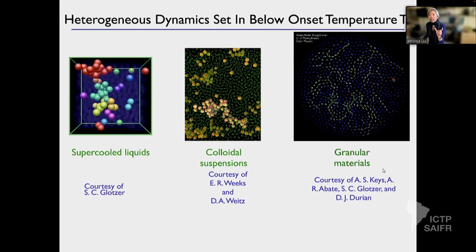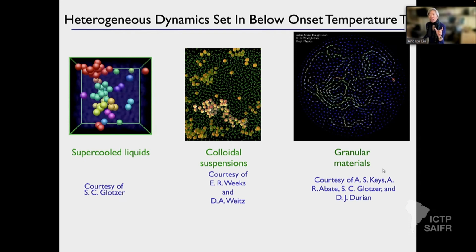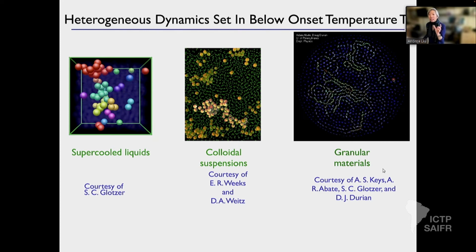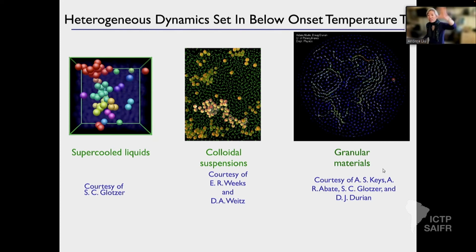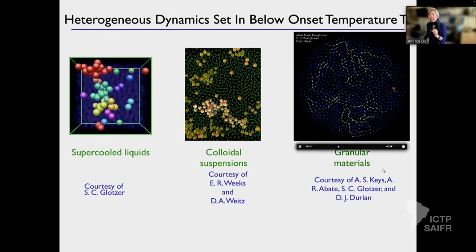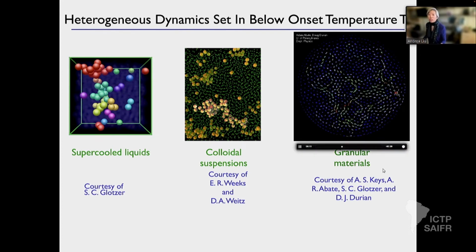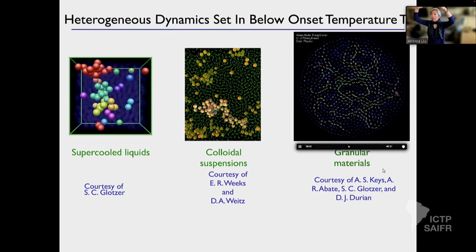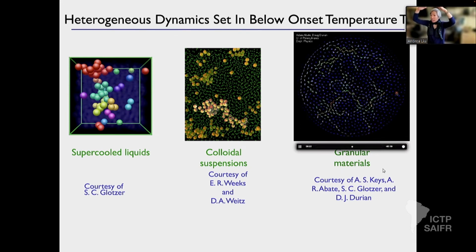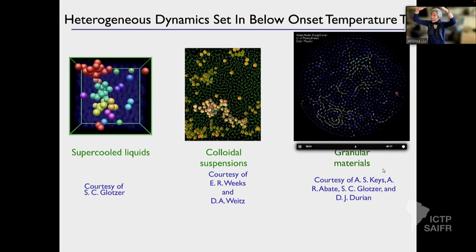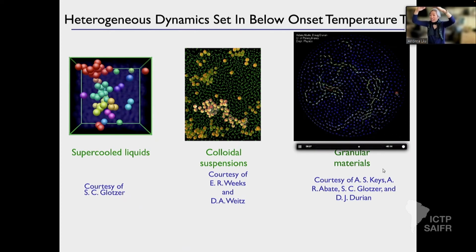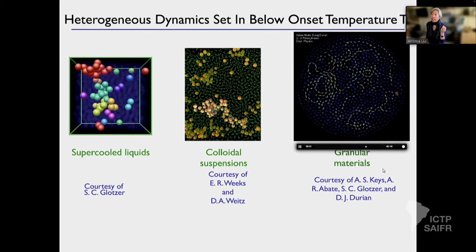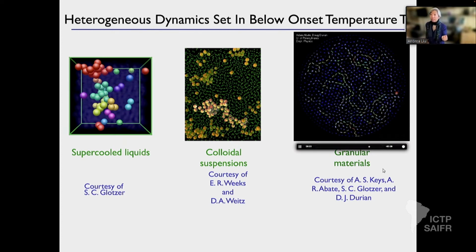If you look now at this video, you can see that the dynamics are really heterogeneous in space. Some particles are moving a long way, very mobile, whereas other particles are essentially trapped in place over the whole time. Those spatial heterogeneities appear right around that onset temperature, and they get stronger and stronger as you lower the temperature towards the glass transition. So that's another thing that we want to understand.